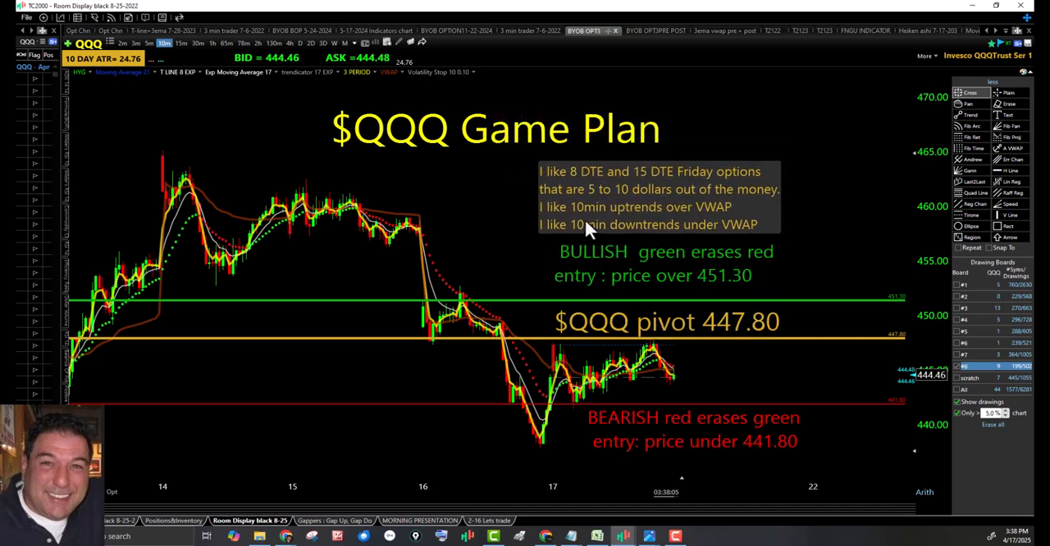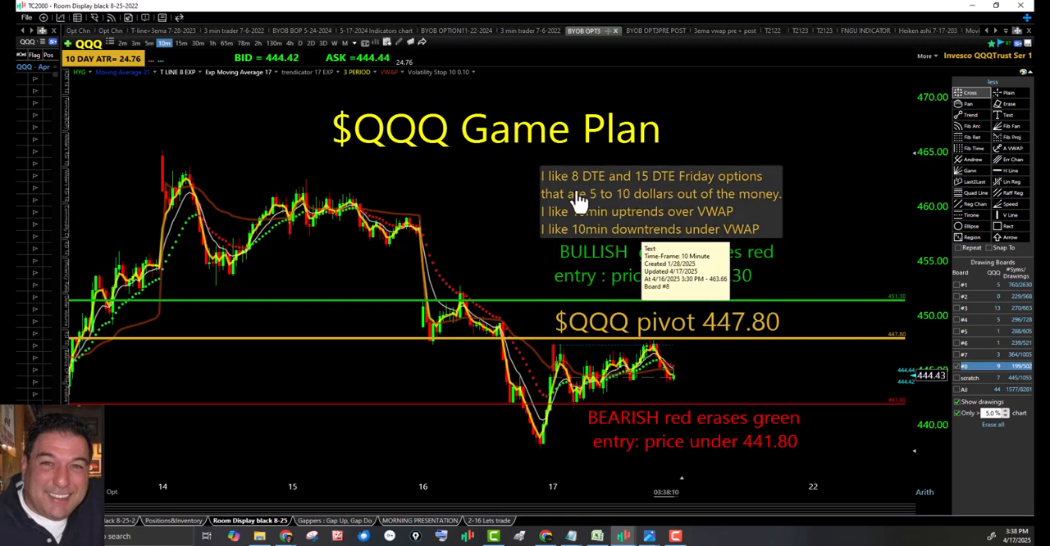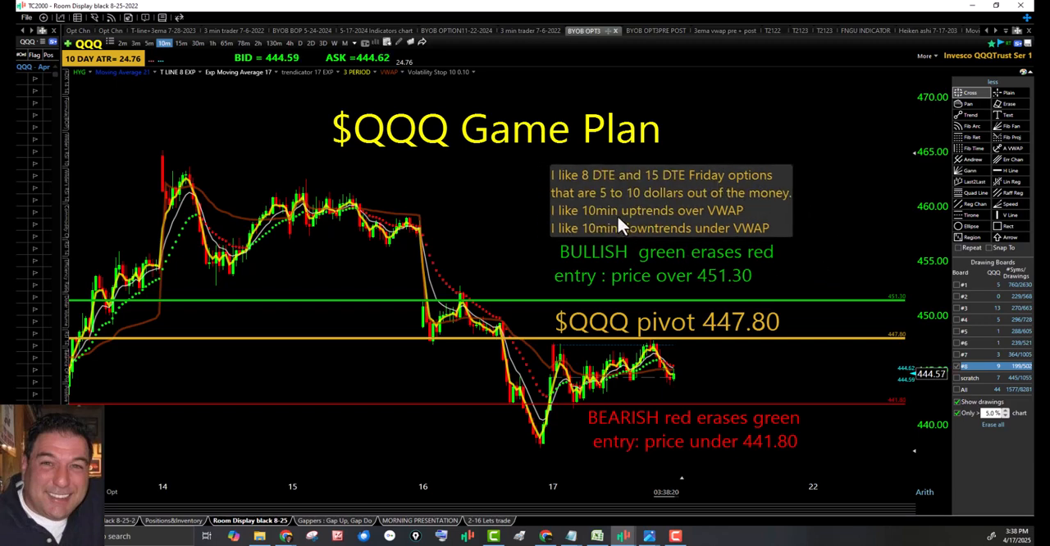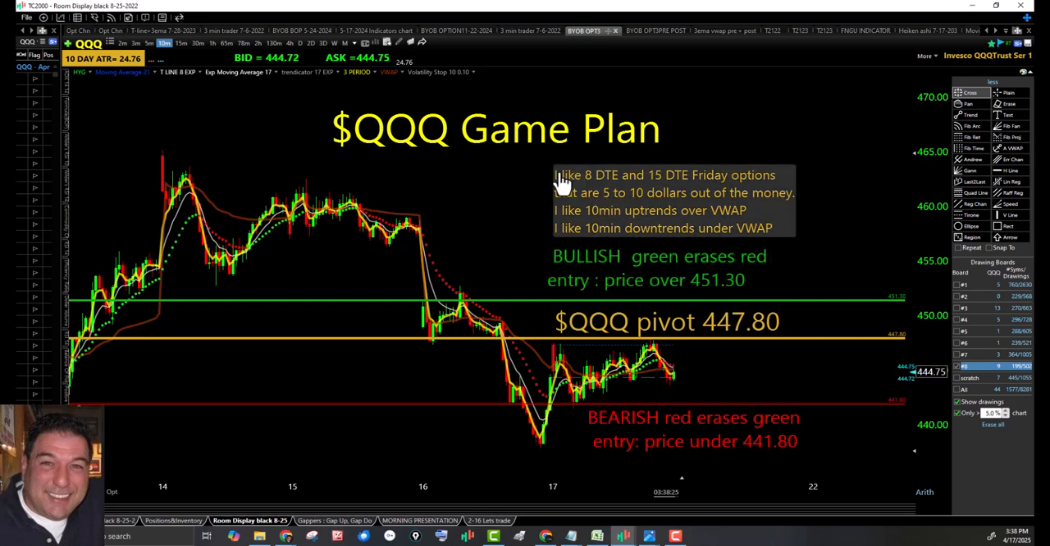For options, had we traded this, we would have liked the same thing that we like for SPY: 8 days till expiration, 15 days till expiration. Both of those are Friday option expirations. Fridays have more liquidity due to the weeklies expiring on Friday. So we like that.